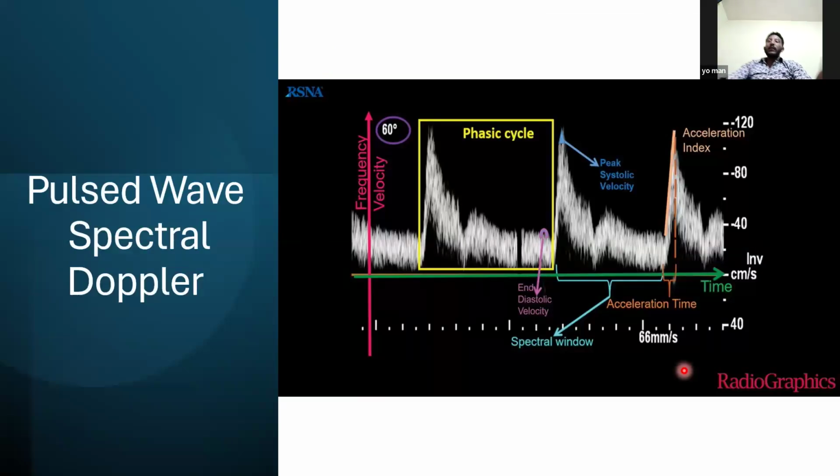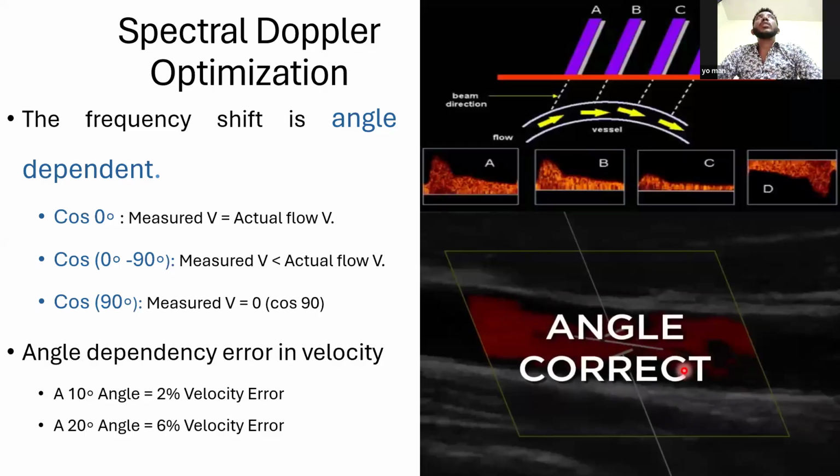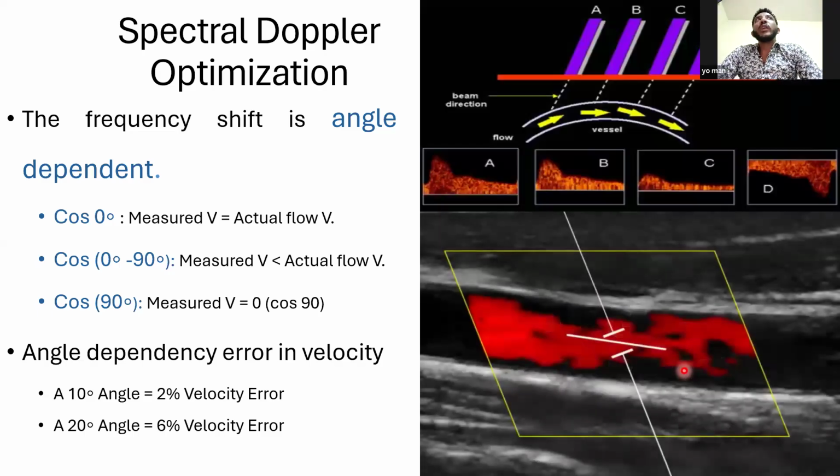The third thing is pulsed wave spectral Doppler. So how do we optimize spectral Doppler? The first thing is adjusting the angle of the vessel.